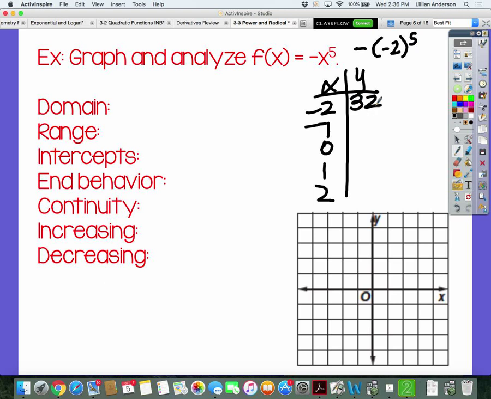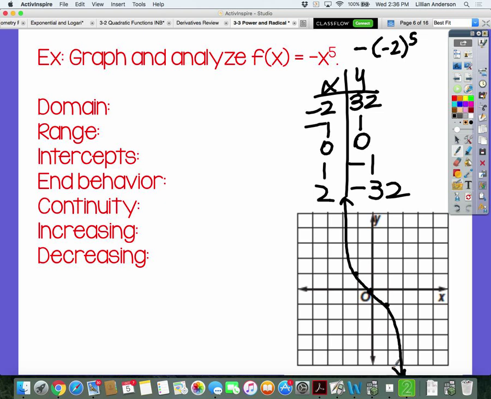When you plug in a -1, -1 to the fifth power is going to be a -1. But because you have a negative on the outside, it's going to be a positive. 0 is going to be 0. It's going to be a -1 and then a -32. So when you plot these, yes, this one's going to be like all the way up here somewhere. But then I'll have a -1, 1, 0, 0, 1, -1, all the way down.